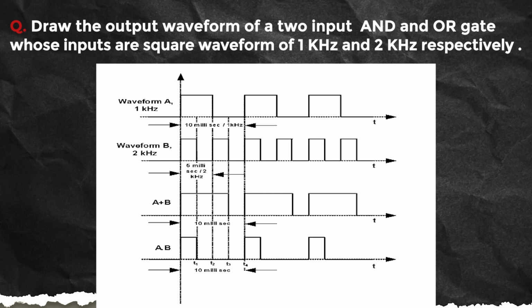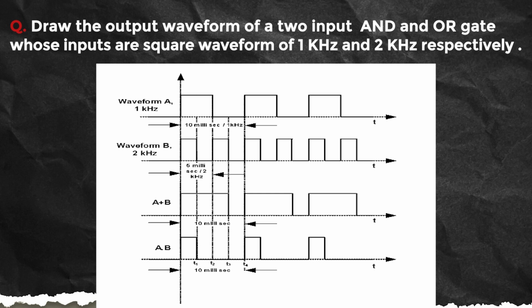So you can see that from 0 to T1, when the outputs of both waveform A and B are 1, 1.1 the output will be 1. From T1 to T2, waveform A has logic 1 but that of B is logic 0, therefore 1.0 is again 0. Similarly, from T2 to T3, the output of waveform A is 0 but of waveform B is 1, so 0.1 is again 0. And from T3 to T4, both waveform A and waveform B are 0, so 0.0 is 0.